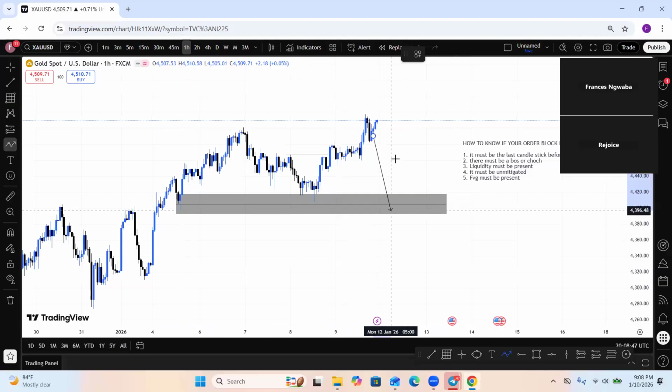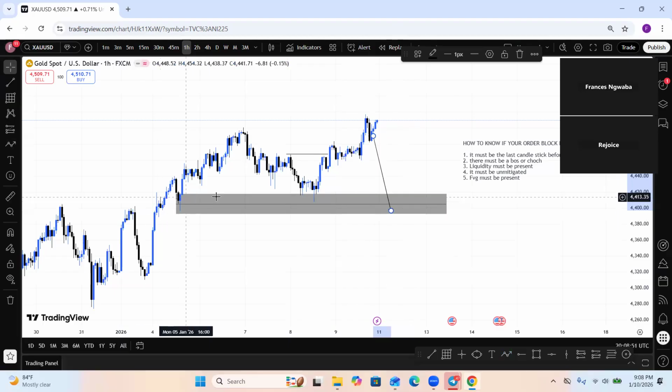You still want to wait for price to tap in and buy? No, that's not how it works. Price has tapped in, so this level now is no longer valid. We have to look for another one. How do we know when price has tapped in? When the candlestick comes back to that level, when the candlestick touches the order block.